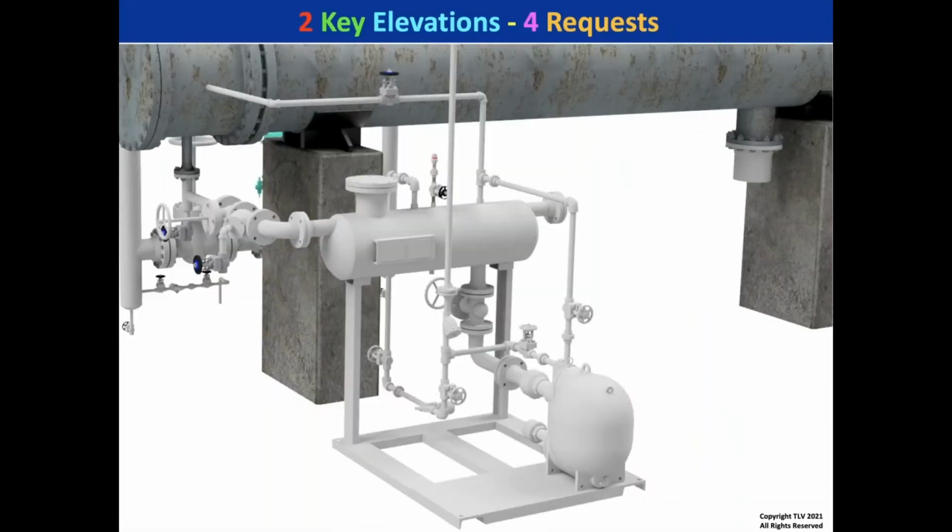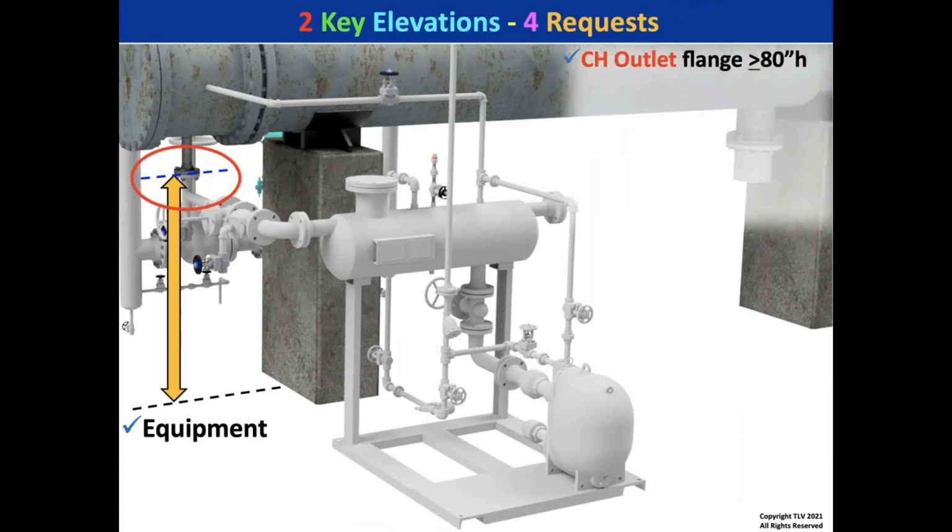Let's study that a little more closely. The first thing is take a look at that blue line right there where the ellipse is. We'd like to see that outlet flange about 80 inches high. That's really important. We can work as low as 40 inches high, but having it 80 inches high gives us the least amount of pump traps required.